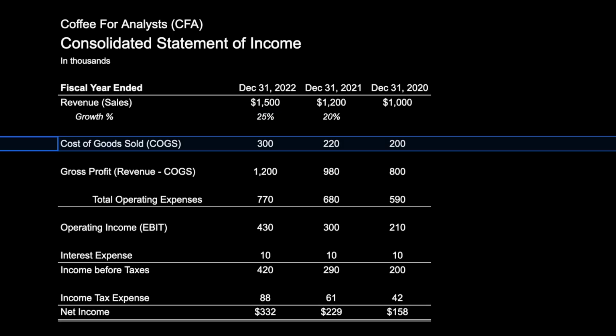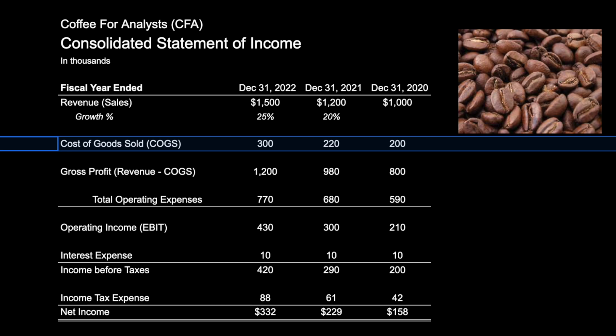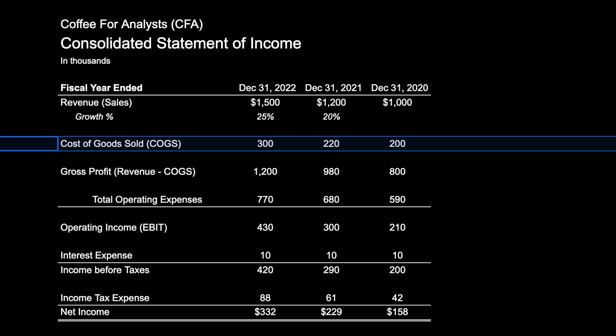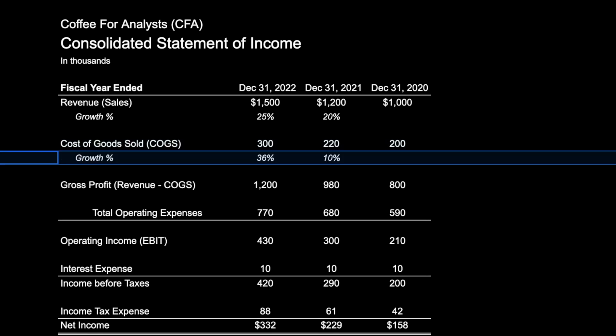Next is cost of goods sold, also known as COGS for short. These are the direct costs of what you're selling. So in this example, it would mean coffee beans, milk, cups, anything that directly goes into making that cup of coffee. It's also the cost you paid for food items that you're reselling, like cakes, pastries, and sandwiches. Generally, you want your cost of goods sold to grow more slowly than your revenues.